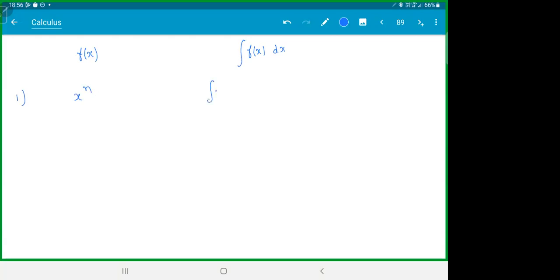So if you integrate x power n dx, the formula is given by x power n plus 1 by n plus 1 plus a constant. This formula is valid for n not equal to minus 1. So here if you see, right, this is called indefinite integration.